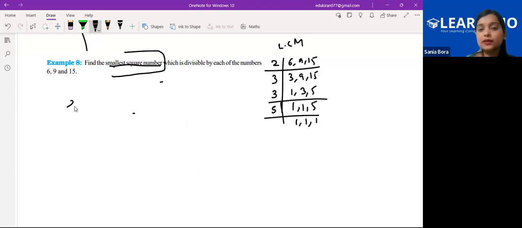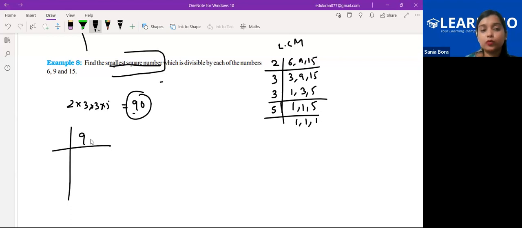So what was the LCM? LCM of 2, 3, 3 and 5. 3 into 5. So tell me what will be the answer? 90. This is my LCM. Everybody? Yes, ma'am. Now, do the prime factorization.